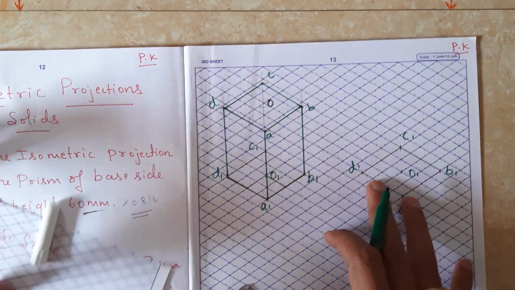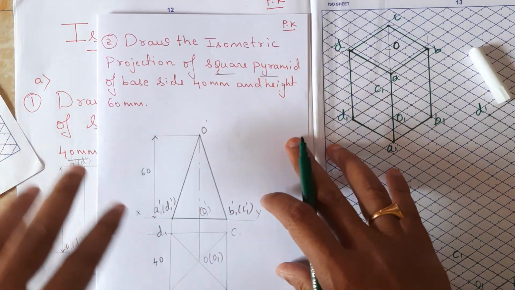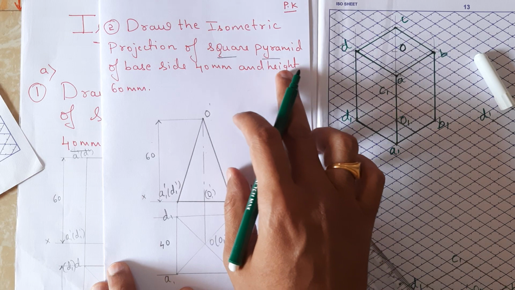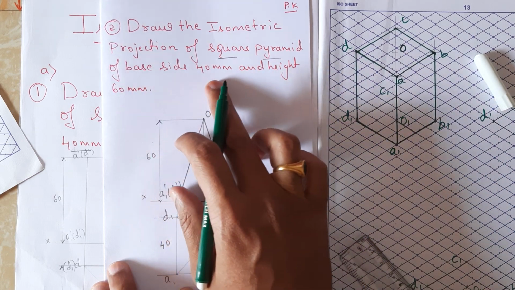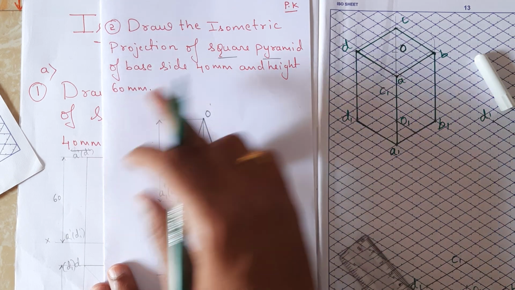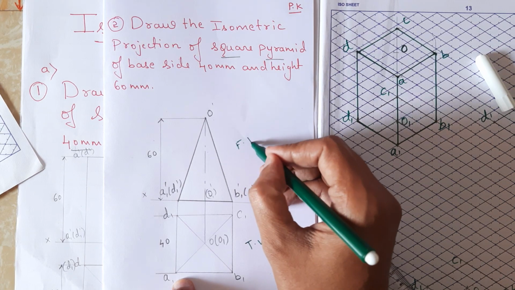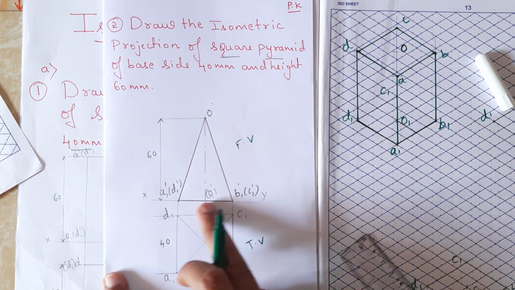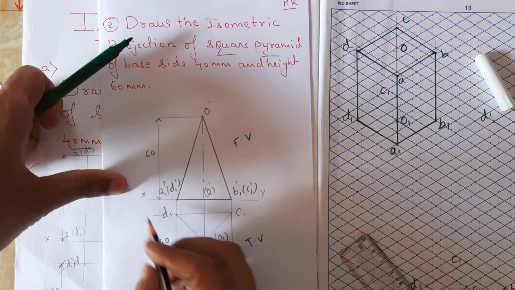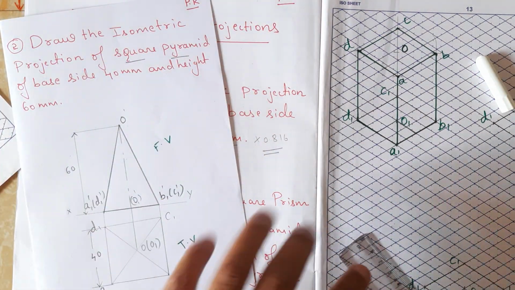Okay, so next we are going to take, in this video only, the second problem. What is that? Draw the isometric projection of a square pyramid of base 40 mm and height 60 mm. For this I have drawn the top view and also the front view. Next, what is the base? Base is a square, right? Of how much side? Base is 40.